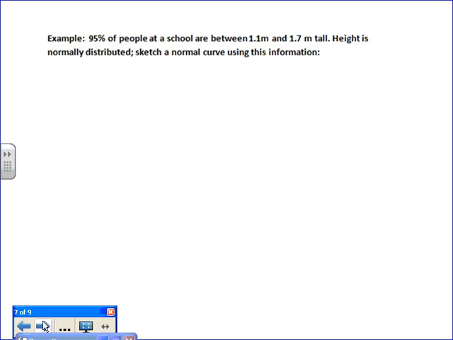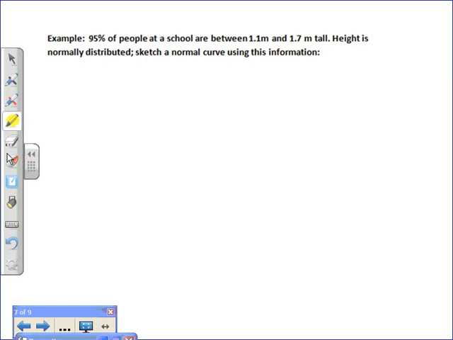Let's do one more example here for ourselves, and then we're going to stop. So here's an example. 95% of people at a school are between 1.1 meters and 1.7 meters tall. The height is normally distributed, so I have a bell curve. Sketch the normal curve using only this information. So here's what I have. 95% of people are between 1.1 and 1.7 meters tall.